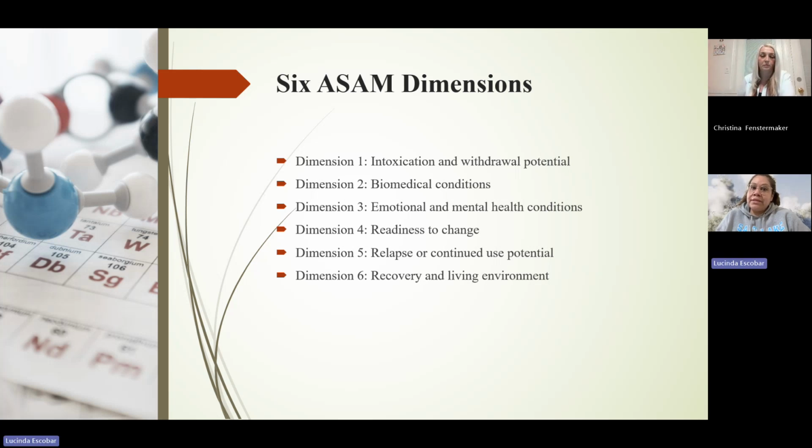So, the six ASAM dimensions evaluate clients' needs. These dimensions look at withdrawal risk, physical health, mental health, and emotional conditions. Also readiness to change, relapse potential, and the client's living environment. Together, these dimensions guide treatment intensity and placement.